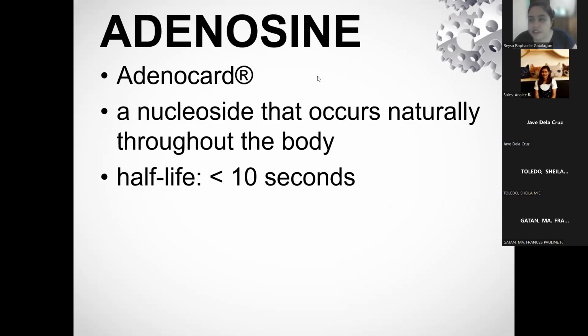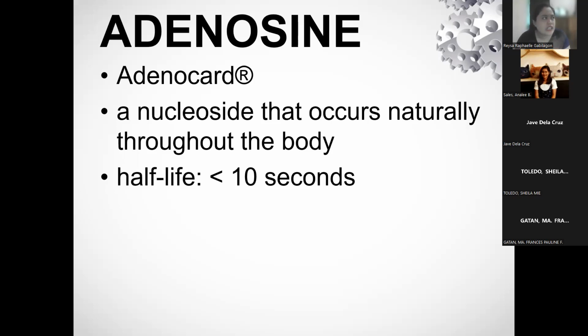Now, another miscellaneous drug for arrhythmia is our adenosine. So, we have here adenocard, which is a nucleoside that occurs naturally in our body. So actually, it's a precursor of making ATP, di ba? Adenosine monophosphate, adenosine triphosphate, or ADP. Andyan yan siya sa body. Pero meron siyang anti-arrhythmic activity. But if we are going to take adenosine from an outside source, ginawa siyang drug, pwede siyang gamitin as an anti-arrhythmic agent. However, our problem with this, it has a very short half-life.